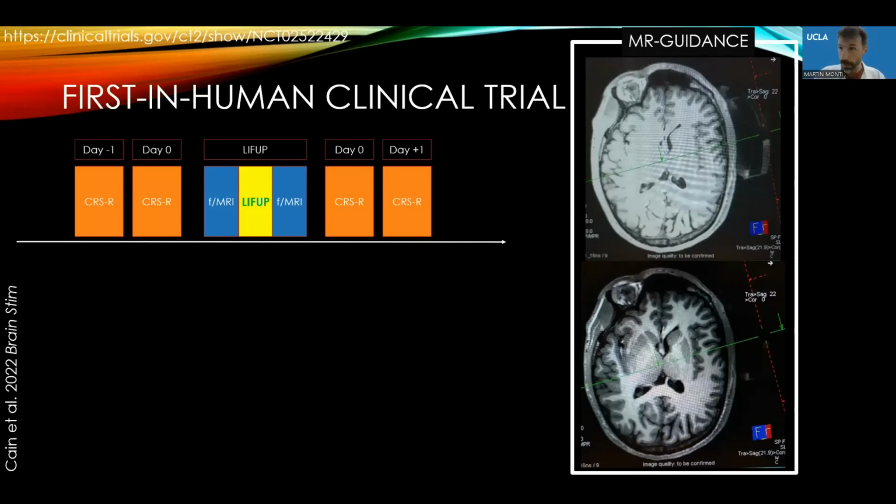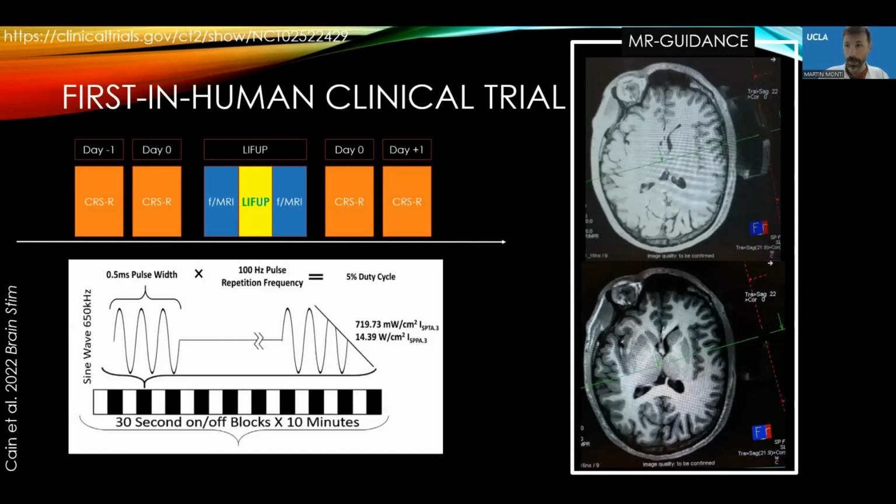In terms of how we administered ultrasound, you can see depicted here the parameters. The key parameters are a 0.5 pulse width, a 100 hertz pulse repetition frequency, and a 5% duty cycle. And you can see portrayed down here the intensities that we're using.